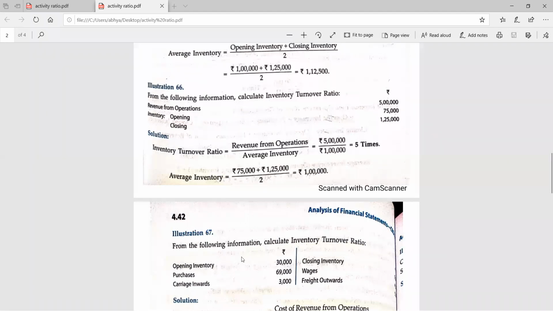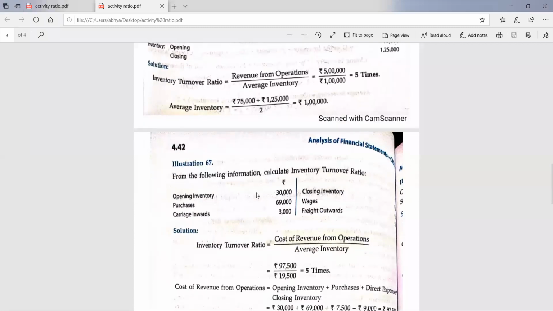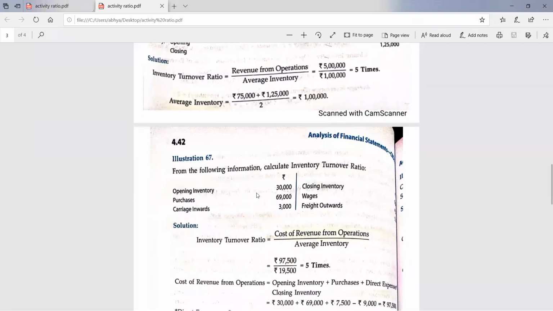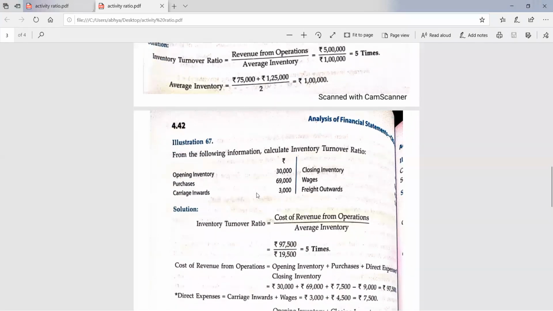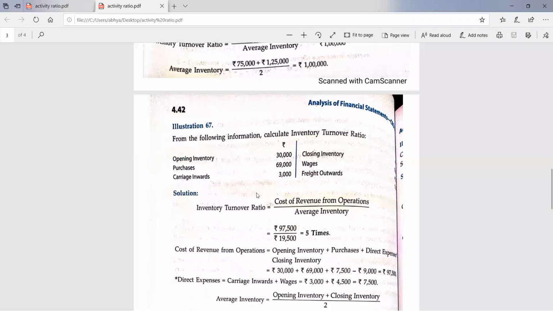Okay, many students have given me the answer. So let's check the answer. Inventory turnover ratio. Yes, very good students. Good understanding. Clap for all of you. So inventory turnover ratio is equal to cost of RFO upon average inventory. Cost of RFO, again the same formula which we have learned in 11th class: opening inventory plus purchases plus direct expense minus closing inventory. Here opening inventory 30,000, purchases 69,000. No purchase returns are there. If purchase returns are there, then we have to deduct them.